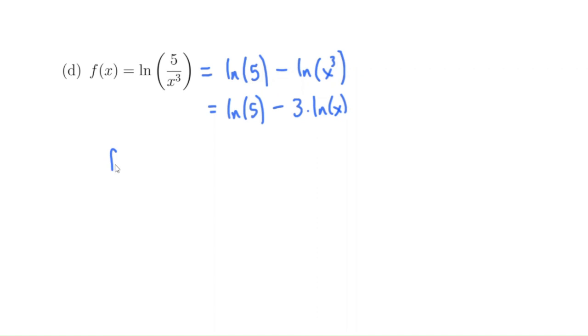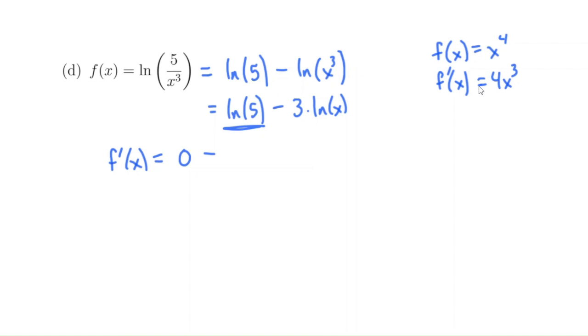Now, how do we take the derivative of this? Well, what is the derivative of natural log of 5? Is it just 1 over 5? No. Okay, ln of 5 is just a constant, and the derivative of a constant is just 0. It's kind of like if you have f of x equals x to the 4th power. Well, we know the derivative of x to the 4th, right? F prime of x would be 4x cubed. But what if we had 2 to the 4th power? What's the derivative of 2 to the 4th power? Is it 4 times 2 cubed?